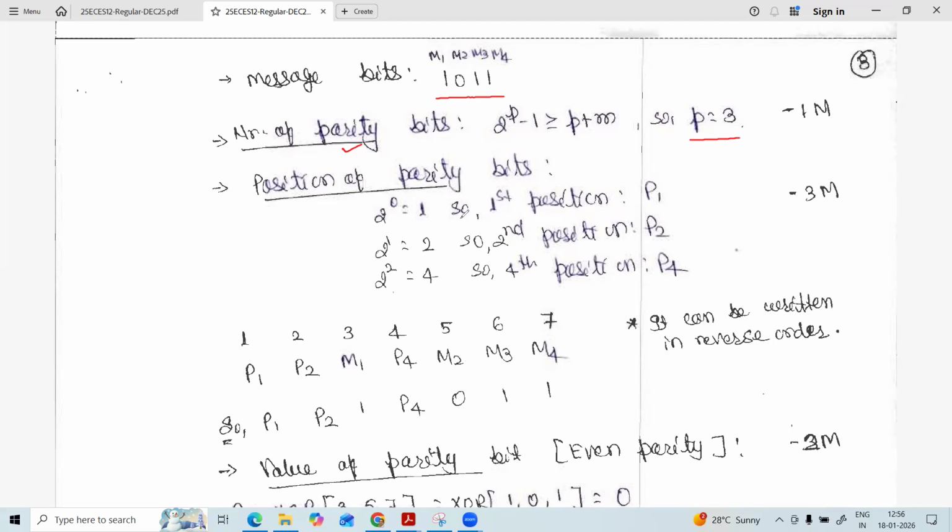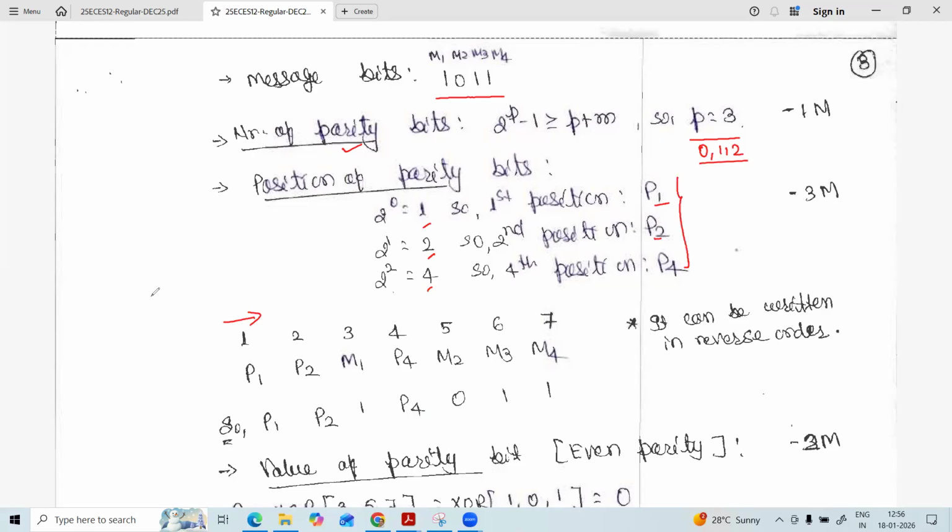Next, we have to decide the positions of the parity bits. Since we have 3 parity bits, the powers are 0, 1, 2. So 2 to the power 0 is 1, 2 to the power 1 is 2, and 2 to the power 2 is 4. On the basis of that, the parity bit positions are the first position, second position, and fourth position. Follow either left to right or right to left. Now we have the positions of the parity bits, and the remaining positions are for the message bits that are written here.